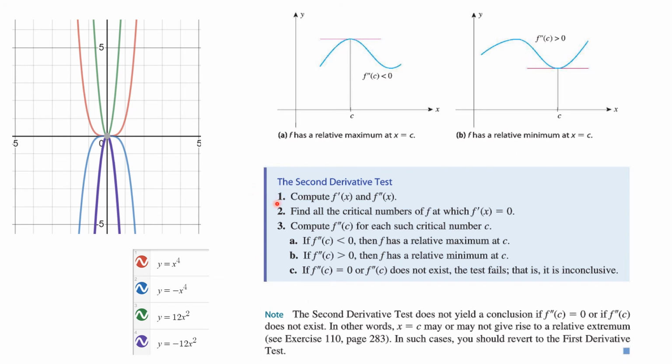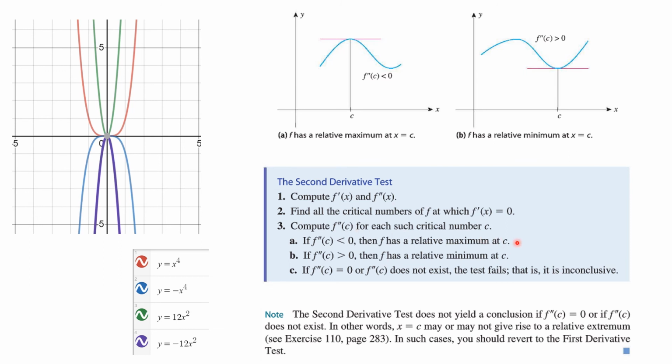So here is how you perform a second derivative test. You compute the first and second derivatives. We do that quite a bit. And then we find the critical numbers of f for which f prime of x is equal to 0. So we are looking at places where f prime of x equals 0. Those are critical numbers like we talked about before. Then we're going to compute f double prime at each of those points.